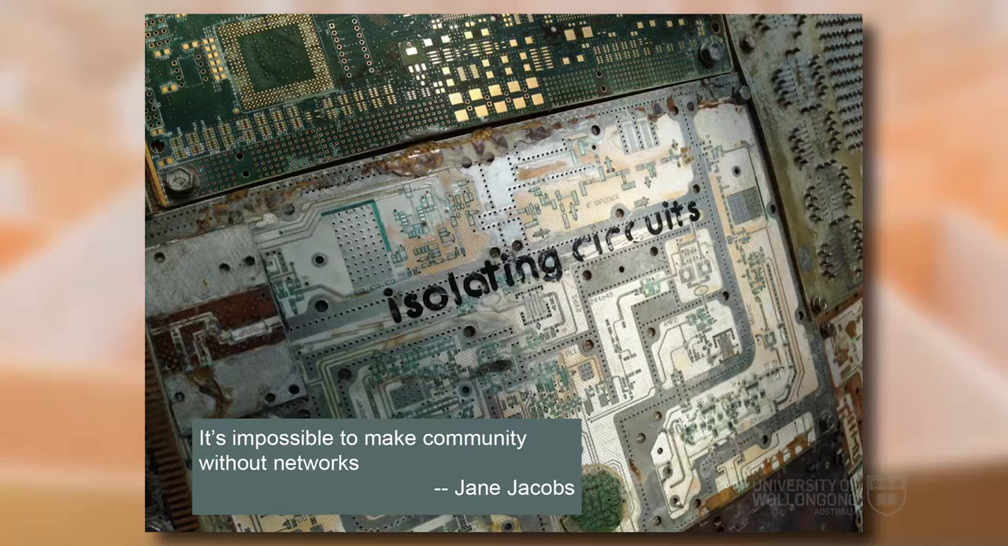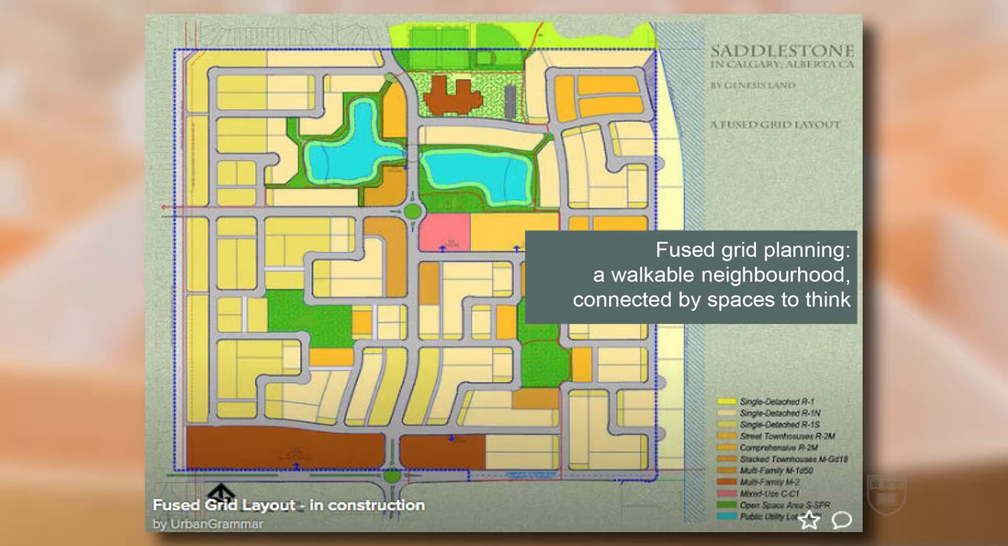So in conclusion, I just want to look at an idea that comes to us from urban planning as a way that we might resolve all of this. The urban theorist Jane Jacobs, who wrote The Life and Death of American Cities in the 1960s, made this simple statement: we can't make community without networks. So networks are evidently very important to the community experience of higher education students, their resilience and their well-being. And Jacobs' work has fed into an urban planning model called fused grid planning.